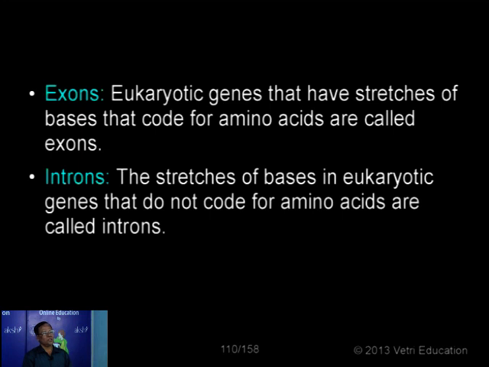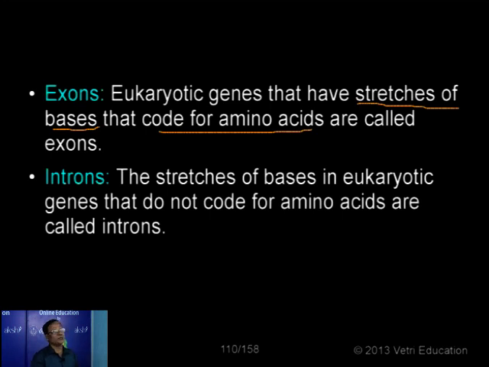Exons are those stretches of DNA in a eukaryotic gene that normally code for amino acids. A segment of DNA, stretches of bases, or stretches of nucleotides, we can say either way. They have the code for amino acids. Such parts of the gene are called exons. You can see exons and introns only in eukaryotic genes. Don't forget this. And what do you mean by introns?